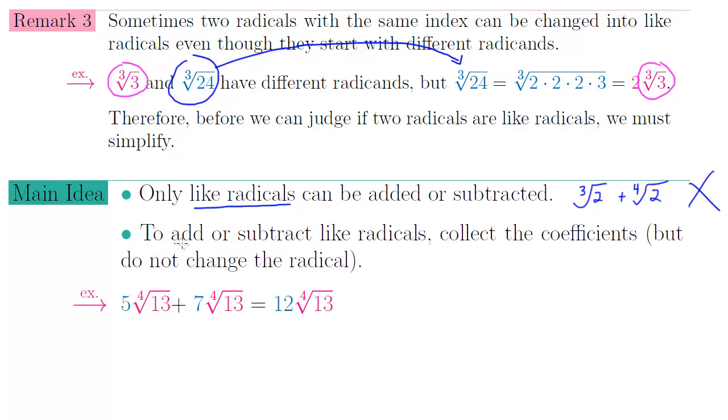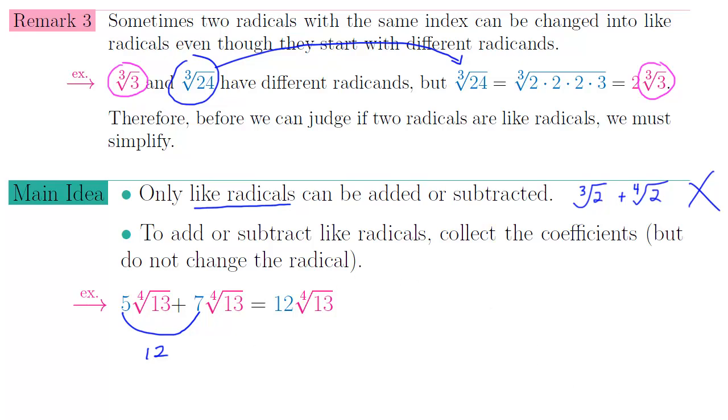To actually add or subtract like radicals, collect the coefficients. Collect like terms, basically. If you have 5 4th roots of 13 plus 7 4th roots of 13, altogether you have 12 4th roots of 13. 5 apples plus 7 apples is 12 apples, so it's very similar to collecting like terms.